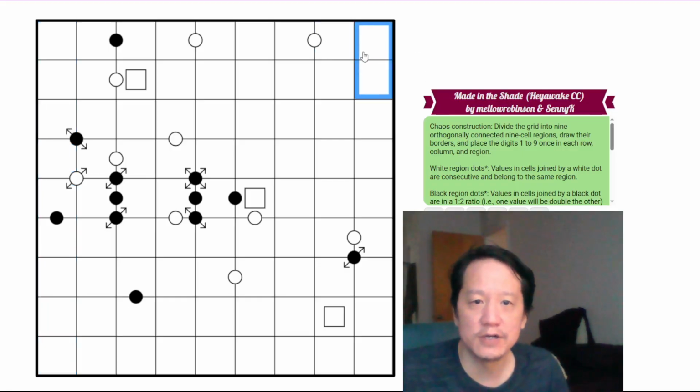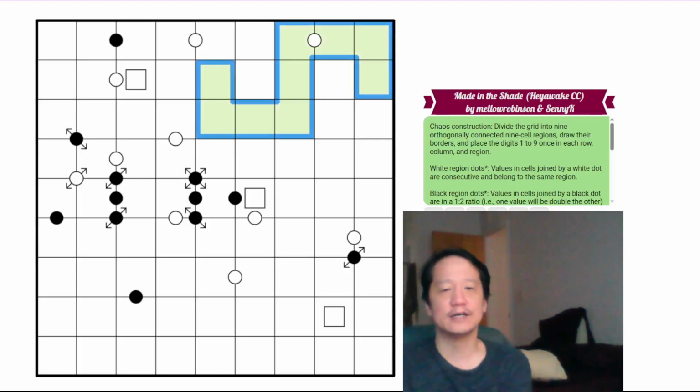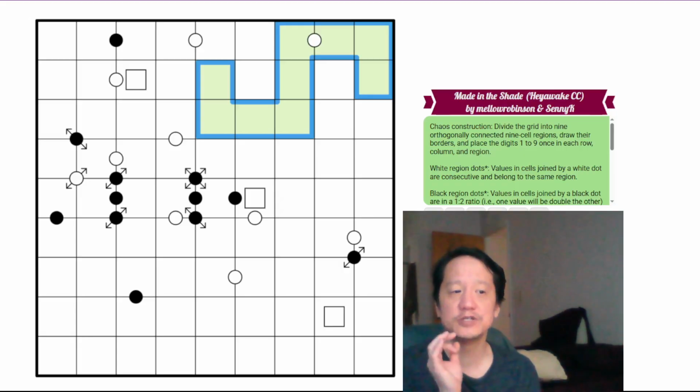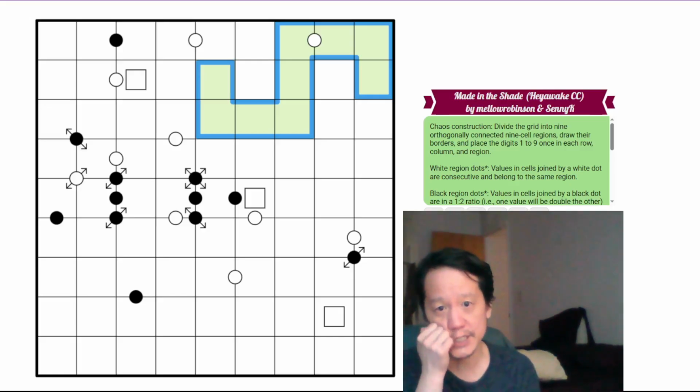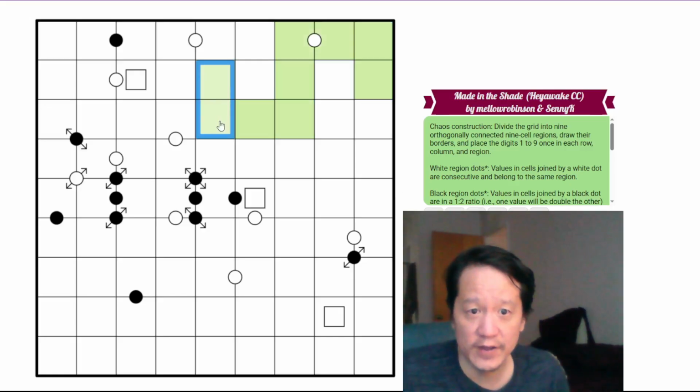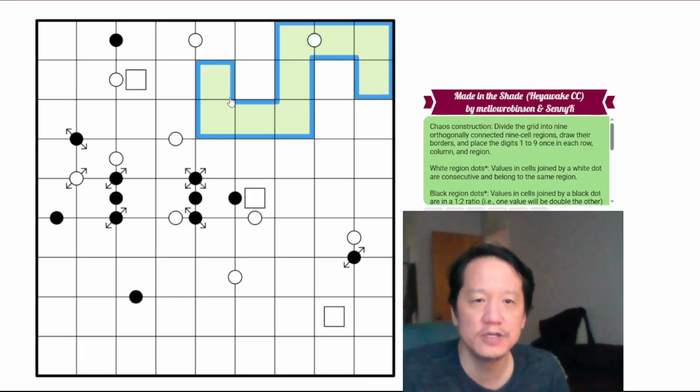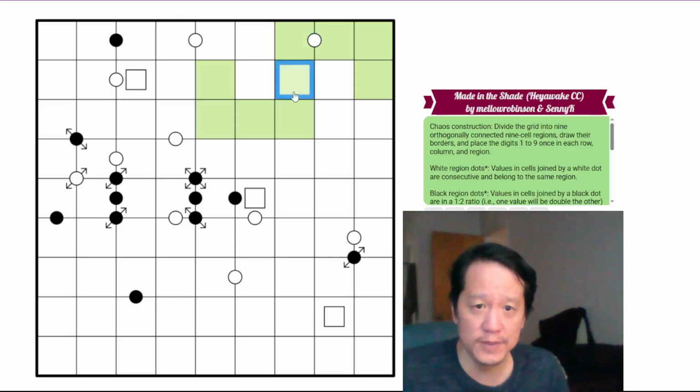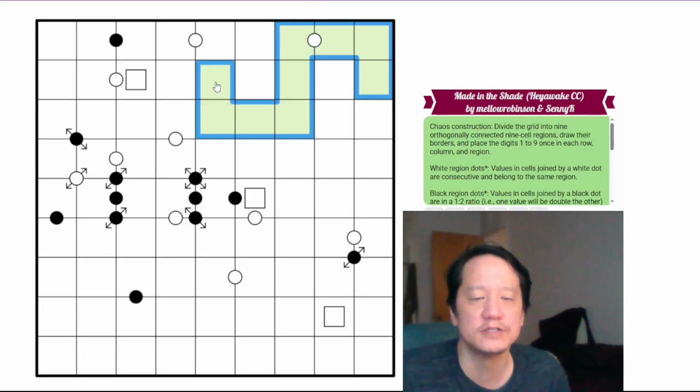So what is an orthogonally connected region? Well, an orthogonally connected region means you can go from any cell in that region to any other cell in that region just by going through edges, all while staying within the region. So this is a valid example, because for every cell in this region, you can go to any other cell in the region just by going through edges while staying within the region. So to go from here to here, you would have to go through these edges here, but you would be able to just by staying within the region.